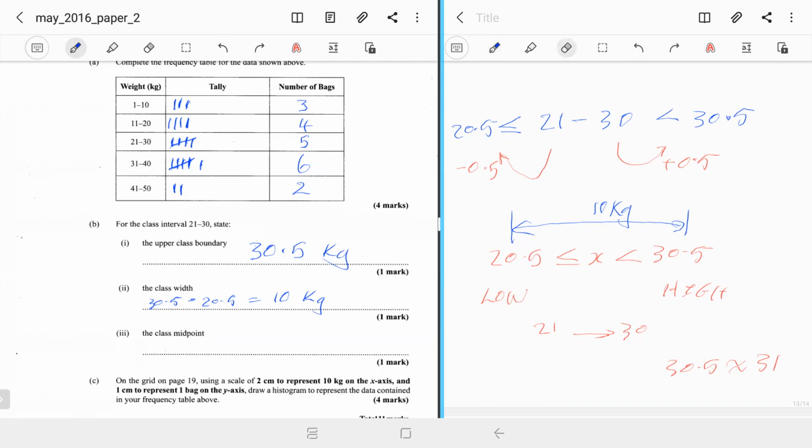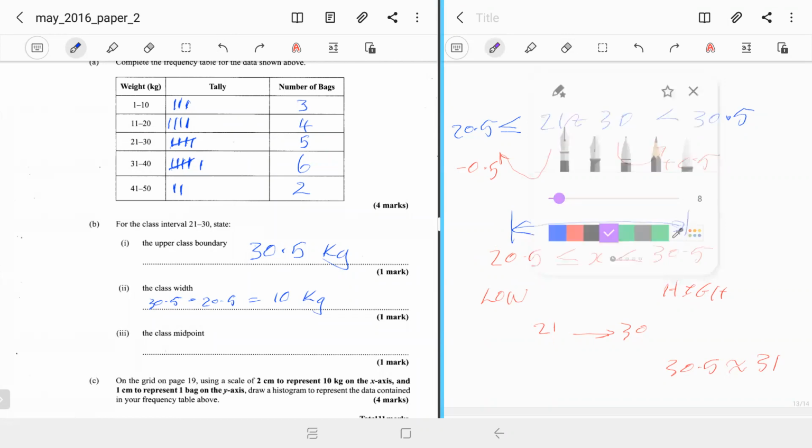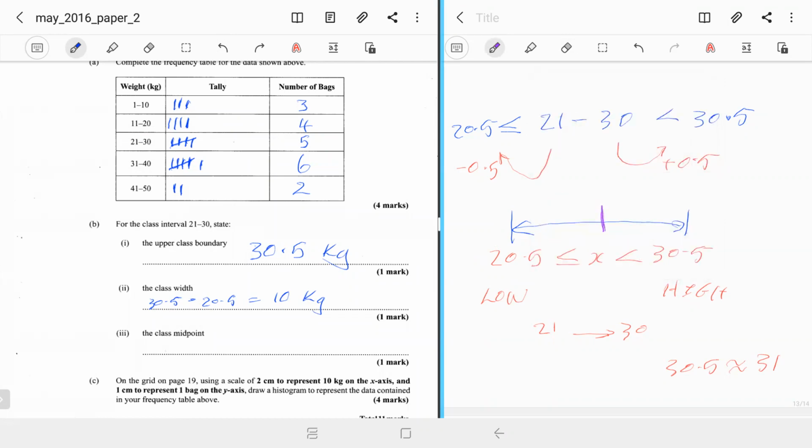It's the middle of the range between the lower boundary and the upper boundary. The middle of the range, right here. What is the value right in the middle of the range? That is the midpoint, 25.5. The middle between this value and this value, but it also becomes the middle between these two values as well.